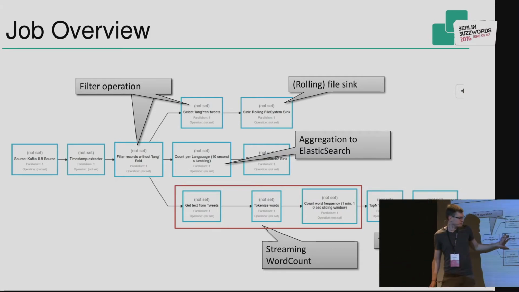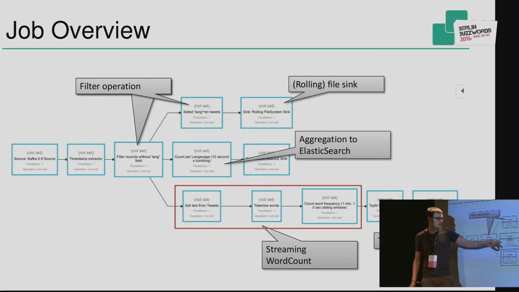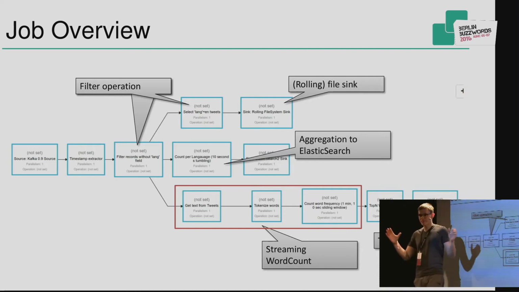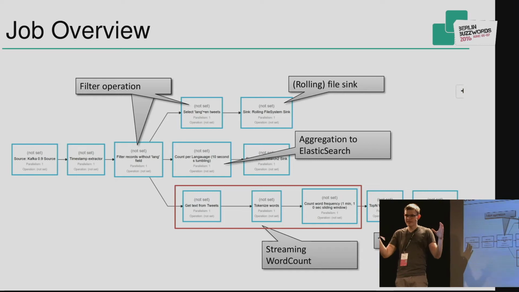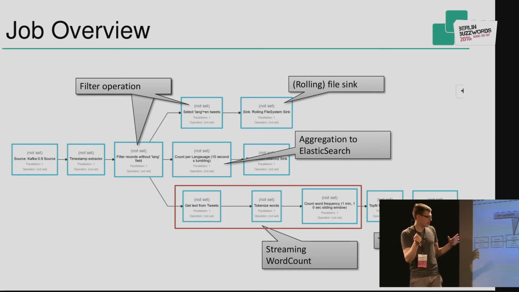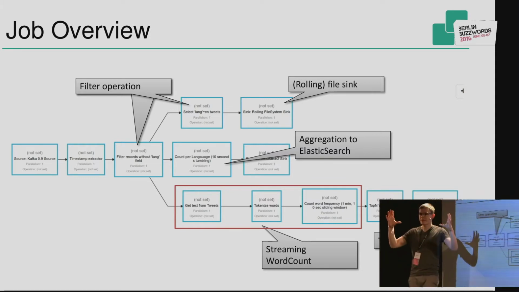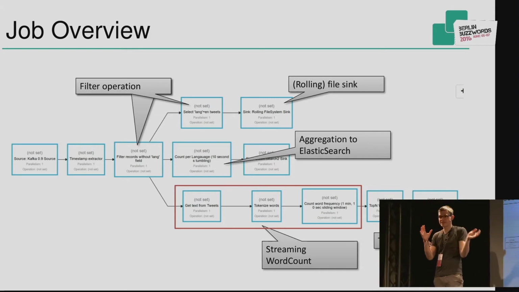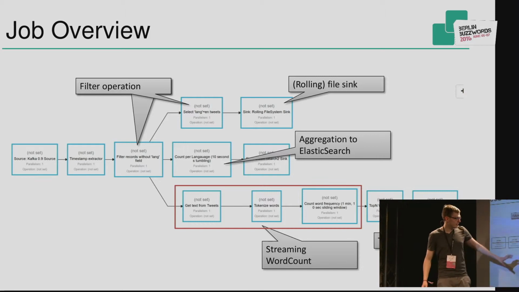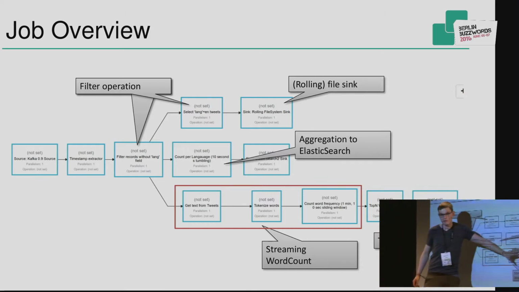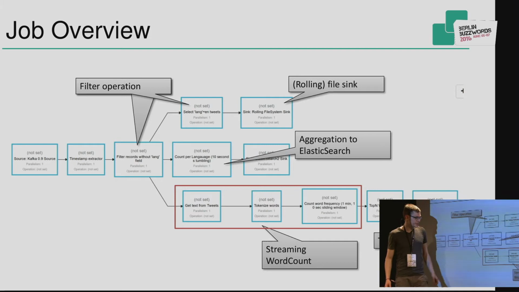The second flow is doing a window aggregation. So I'm counting the language of the tweets in 10-second tumbling windows. So I'm collecting tweets for 10 seconds. Then I'm looking at their language. And I'm counting each of the languages. And then I'm sending the result after 10 seconds into Elasticsearch. It's a tumbling window, which is always collecting for 10 seconds, then pushing the result, and then it's collecting for another 10 seconds.